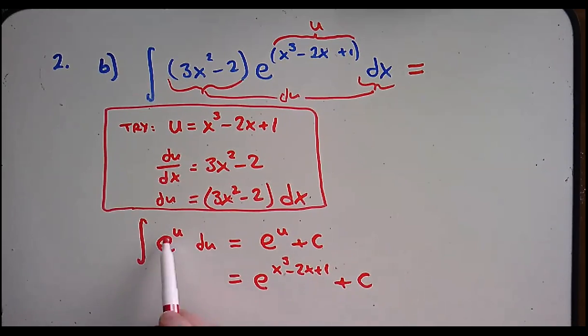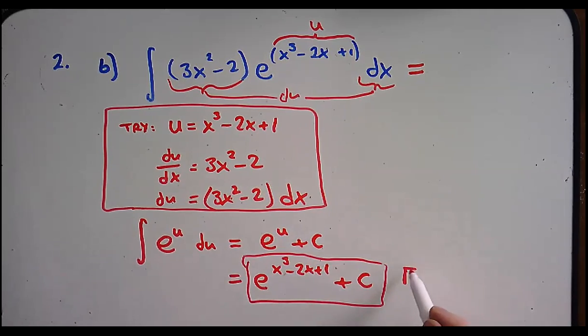The antiderivative of e to the u du is e to the u plus c. We substitute for u, which is equal to x cubed minus 2x plus 1. And so here is our final answer.